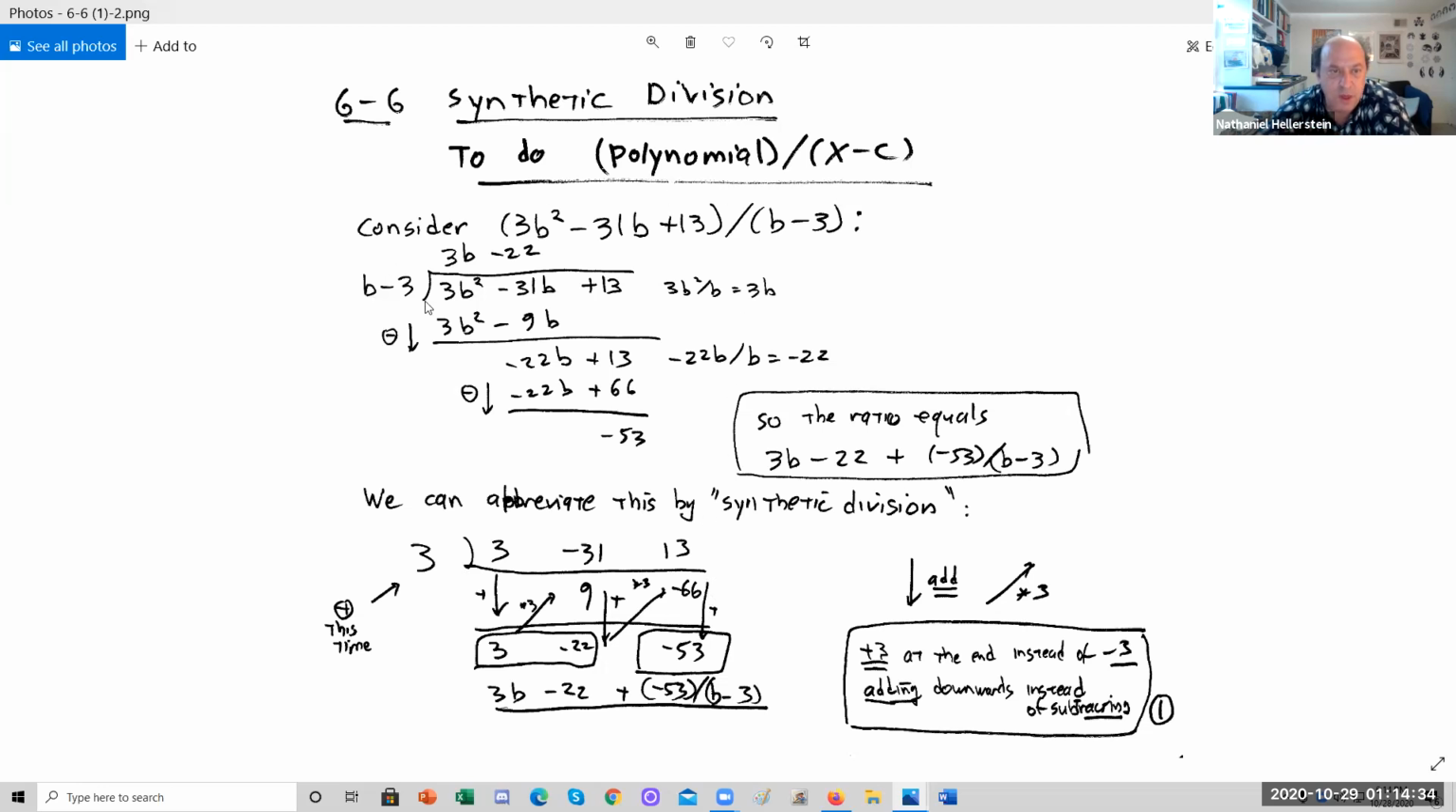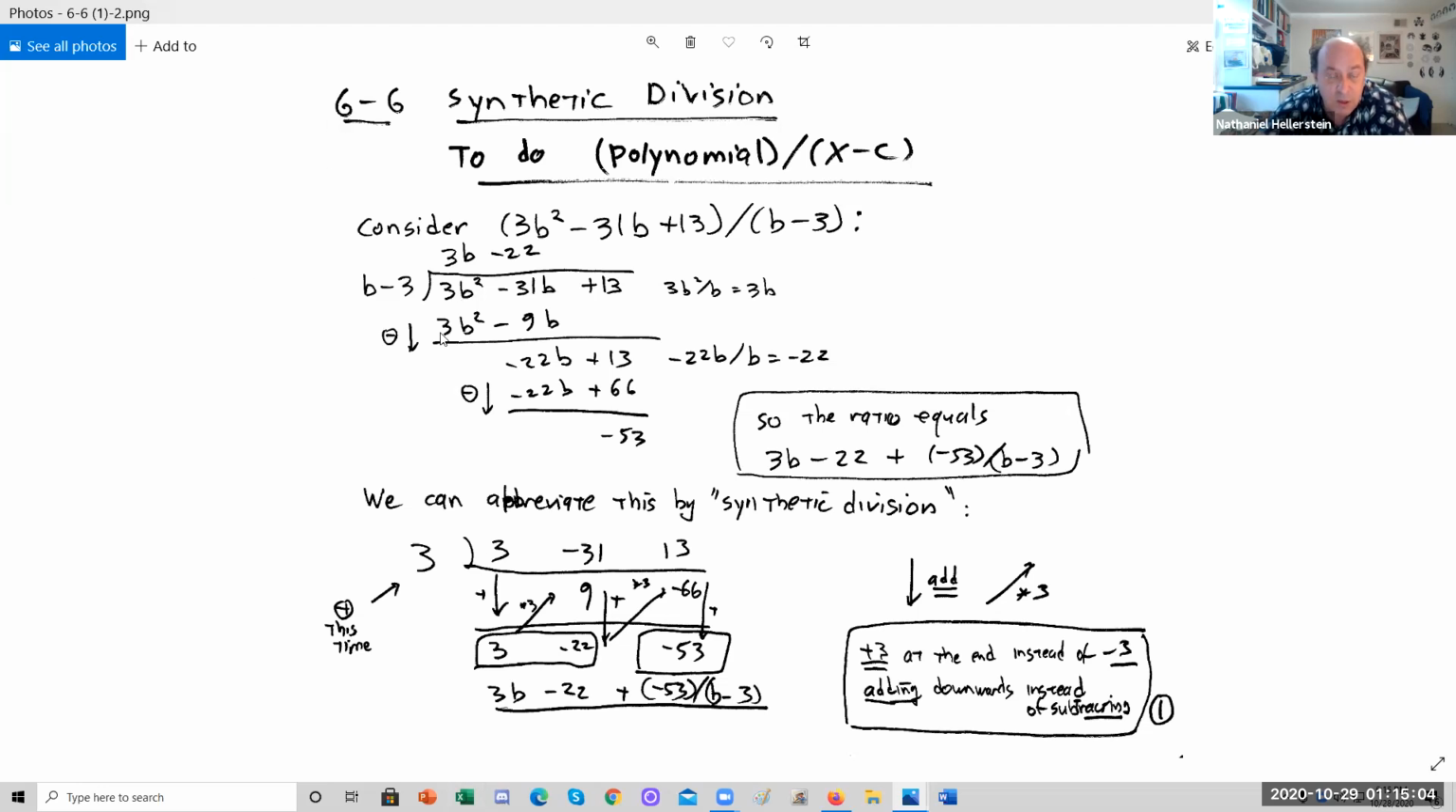So we start off with b minus 3 into 3b squared minus 31b plus 13. We divide the leading terms: 3b squared over b, that's 3b, which we'll put into the quotient. Then you multiply 3b by b minus 3, 3b squared minus 9b. Then we subtract. Now, what will happen here is we'll change this minus 3 to a plus 3. And here we subtract, but here we'll add. The result being the same.